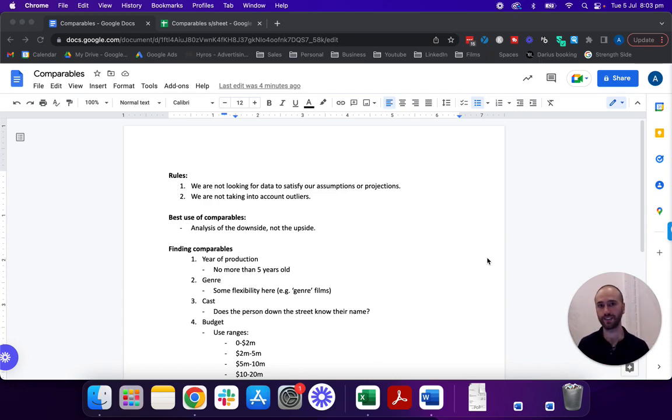Now, that's not to say that when you're pitching investors, you don't want to show them what the potential upside can be. You absolutely want to do that. But we don't want to create a whole finance model around a best case scenario. We want to create a finance model around a worst case scenario and then leave heaps of potential for upside. That's basically how we want to do it.